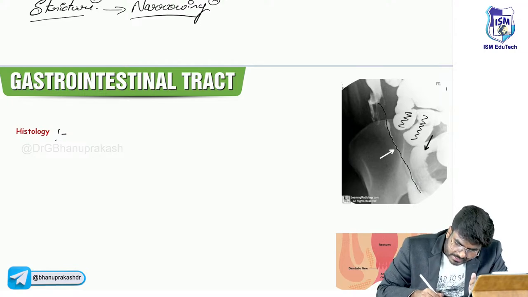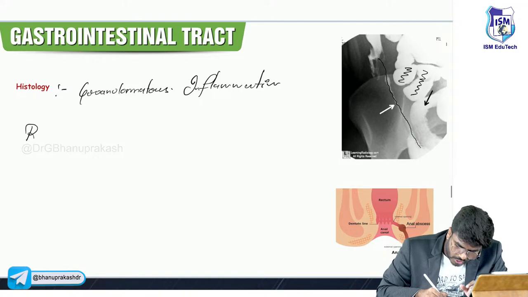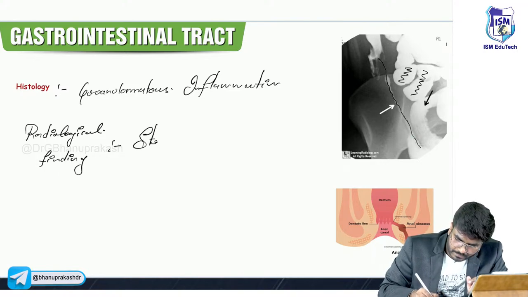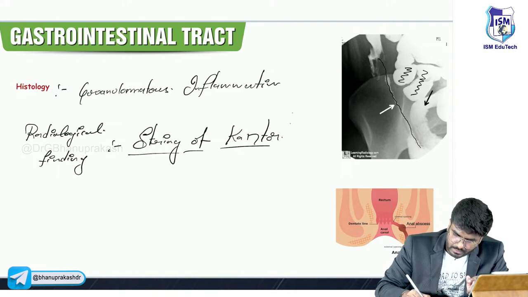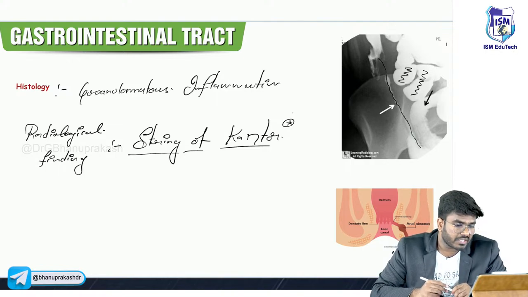Histology, you know it. What is it? It is granulomatous inflammation. What is the radiological finding? The radiological finding is going to be the string of Kantor sign, seen in Crohn's disease because of the narrowing or the stricture.